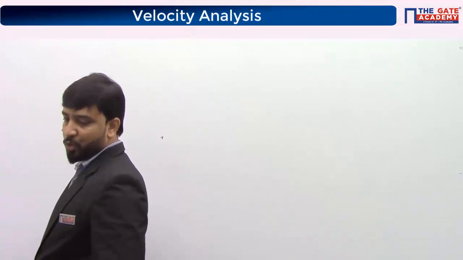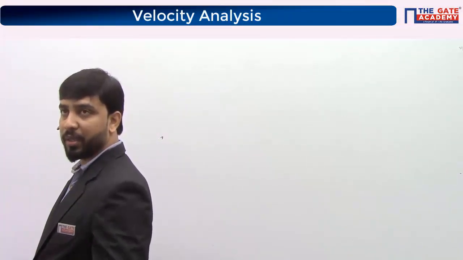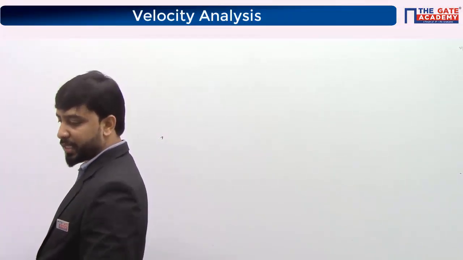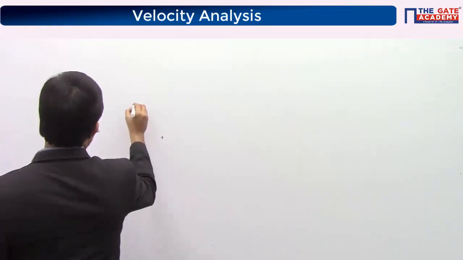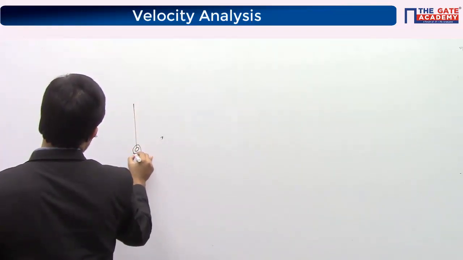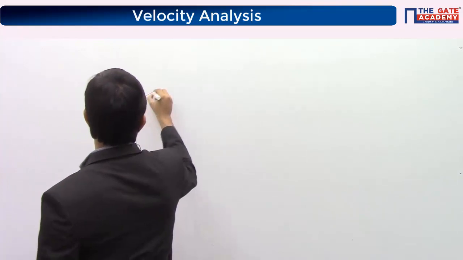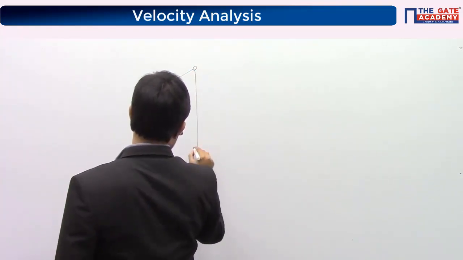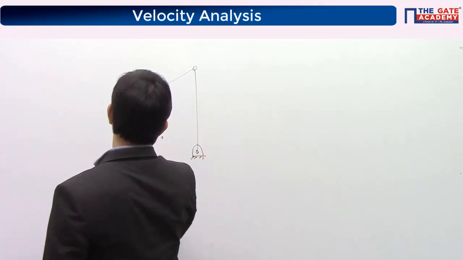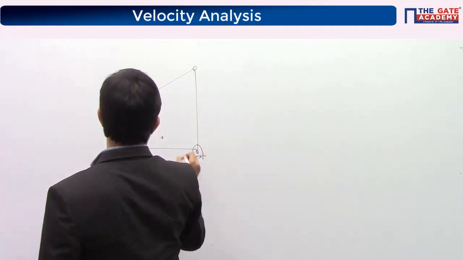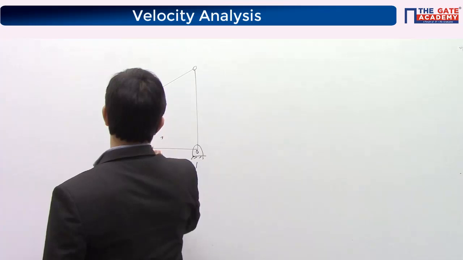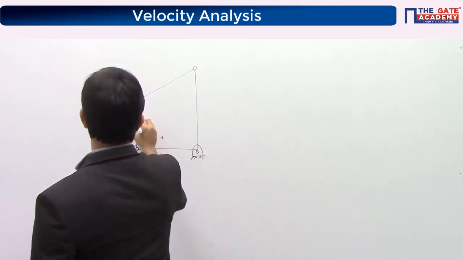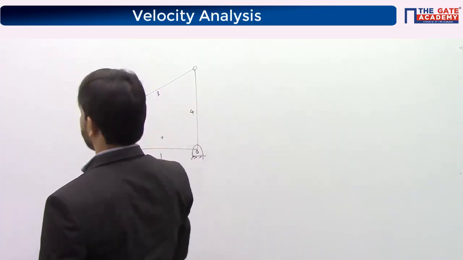He's asking us to do velocity analysis for the given configuration. The given configuration is something like this. This is the fixed link, link number 1. This is link number 2. This is link number 3. This is link number 4.